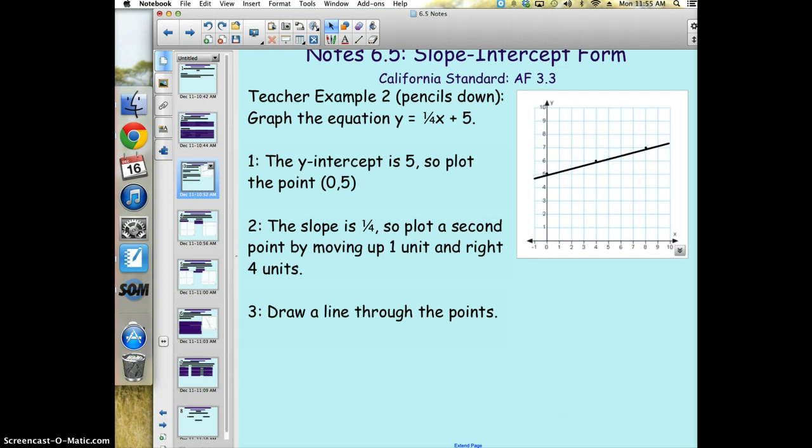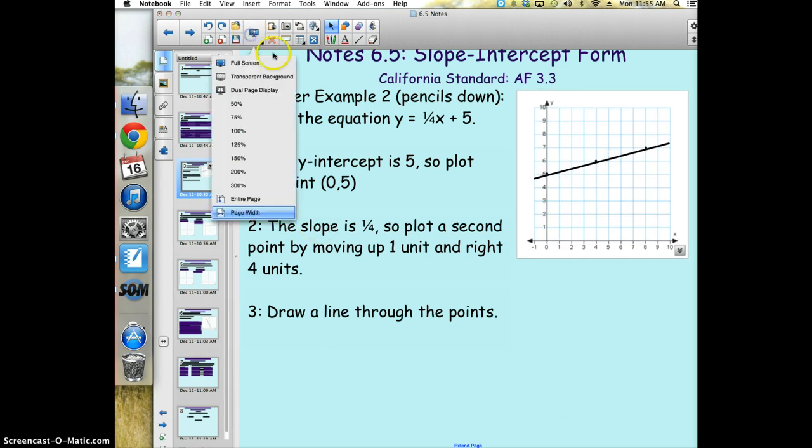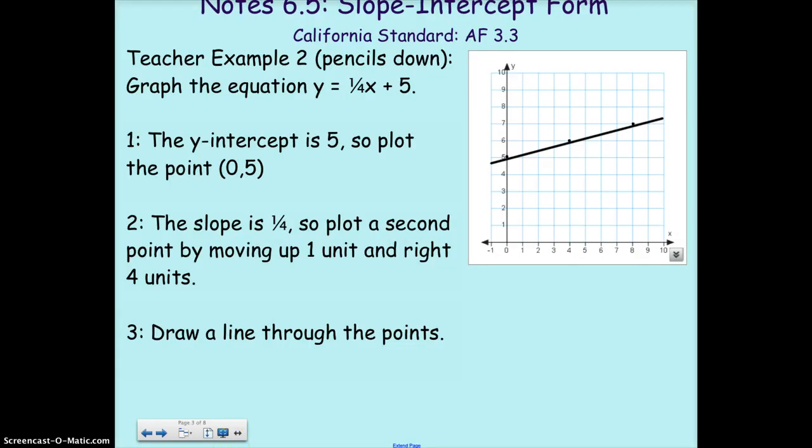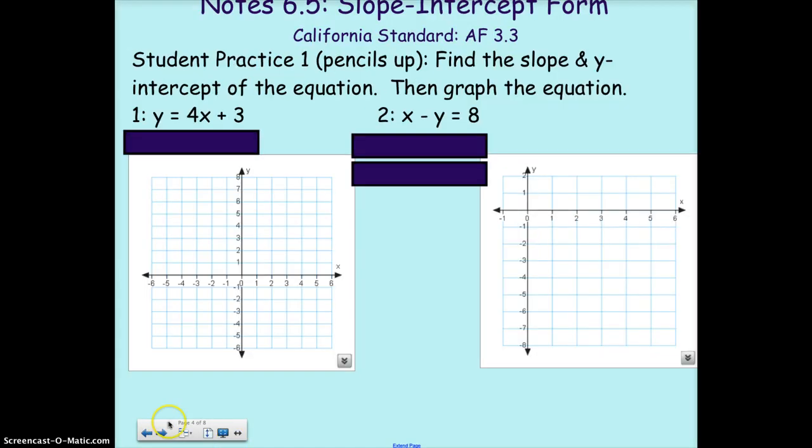Okay, so now I'll have you try it. Please go on to Student Practice 1. Find the m and the b, the slope and the y-intercept, and then graph them.